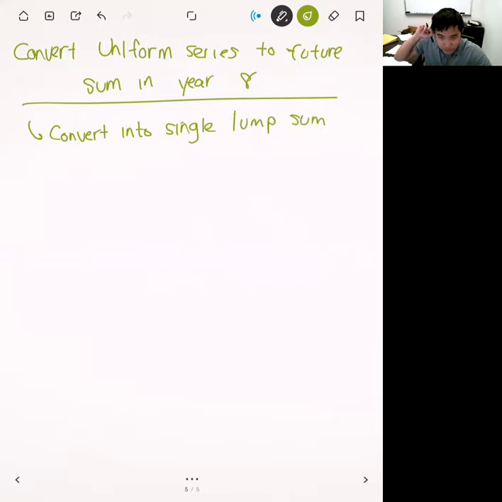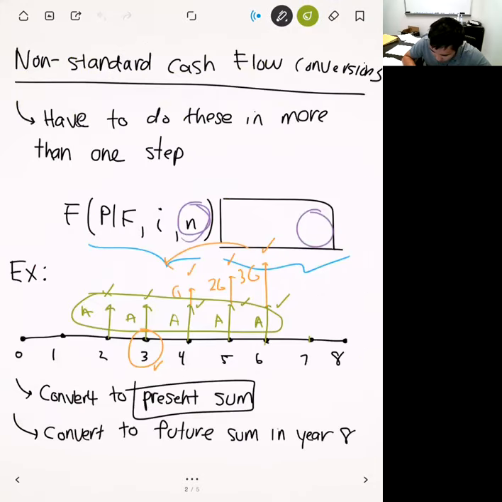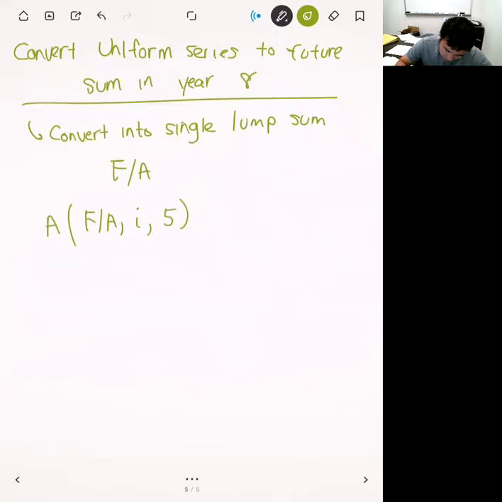Okay. And just for the sake of practice, let me go the other way this time. So let me do an F over A factor. Okay. All right. And so what we have here is we're going to do an F over A factor, okay, with the interest rate I. The N in this case is still going to be the same as before, and so we're going to count the number of arrows. And so you can see here that we have 5 arrows, okay. And so we have 5, okay. Let me just draw the cash flow diagram for this really quick, just so you can see where it is.